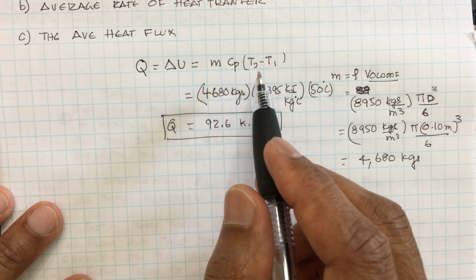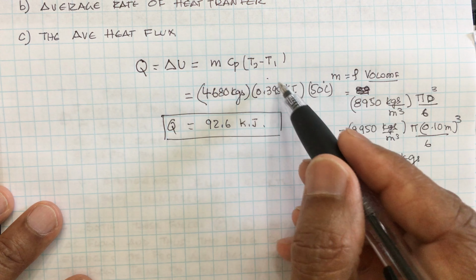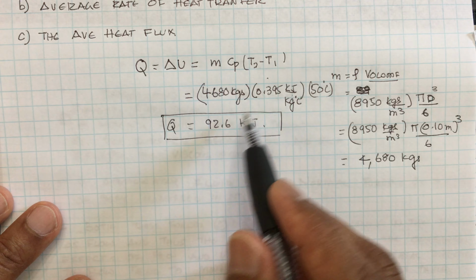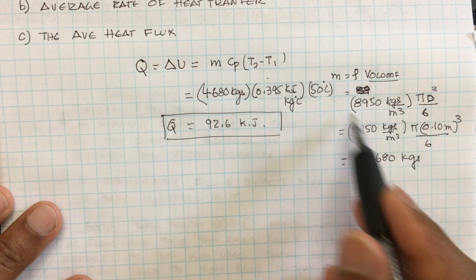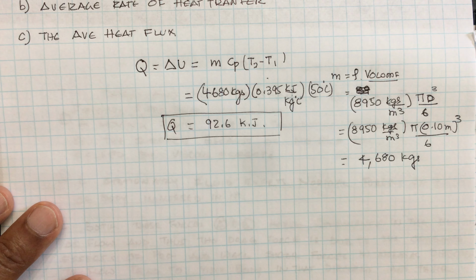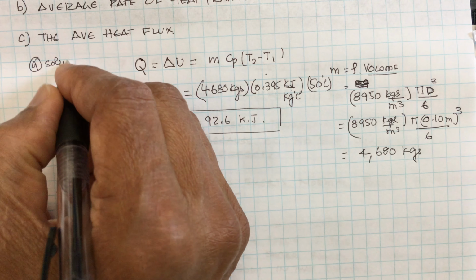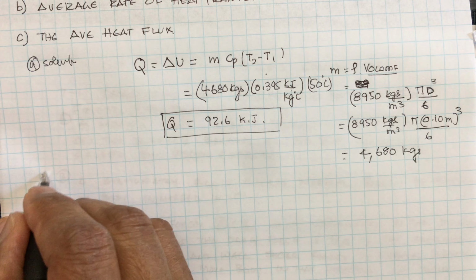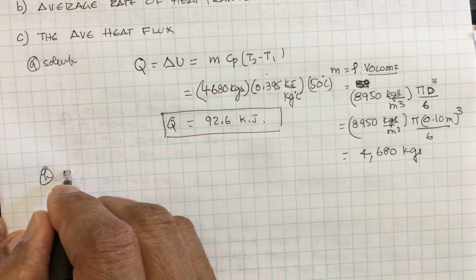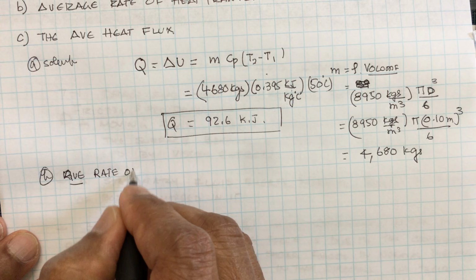So now going back and reflecting, what is T2? 150 degrees. T1, 100 degrees. That's already subtracted. Cp is given, we don't have to go and look for the tables. And density is given. Mass we had to find out. How did we find the mass? Rho times volume. So we got that. So part A is done, that is the part A solution. Let's go to part B. What is part B? Average rate of heat transfer.